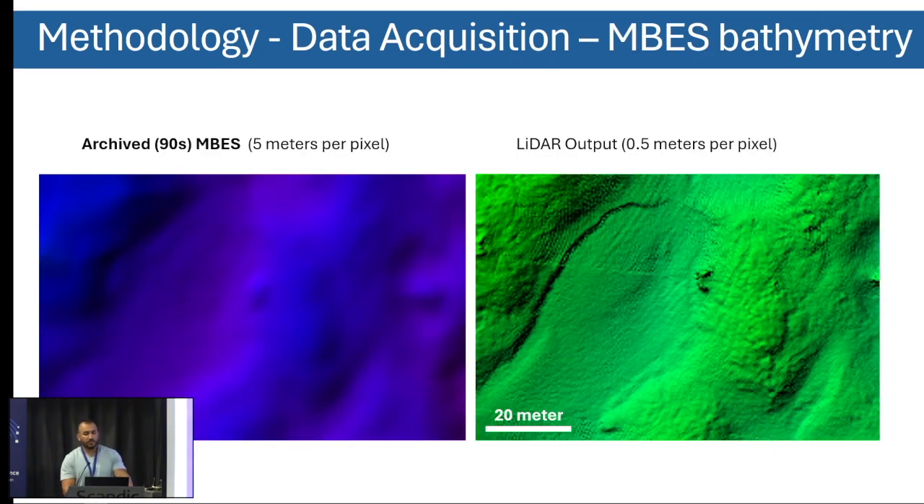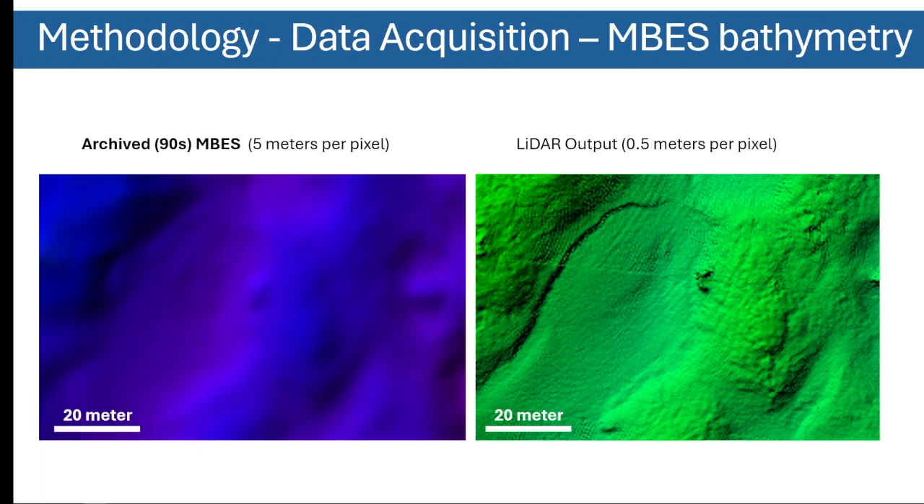Move to the multi-beam echo sounder bathymetry. It's archived from the 90s and has very large coverage over the seas, especially on the Israeli coast. We can see the difference in resolution. The green one is the LiDAR, the blue one is the multi-beam echo sounder. The resolution of the multi-beam is 5 meters per pixel. See the difference, 50 centimeters to 5 meters. We're losing a lot of data.